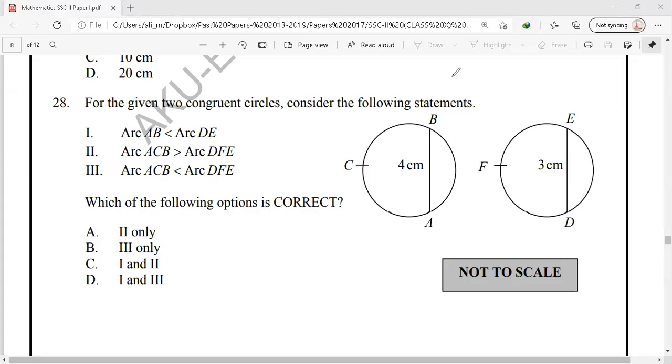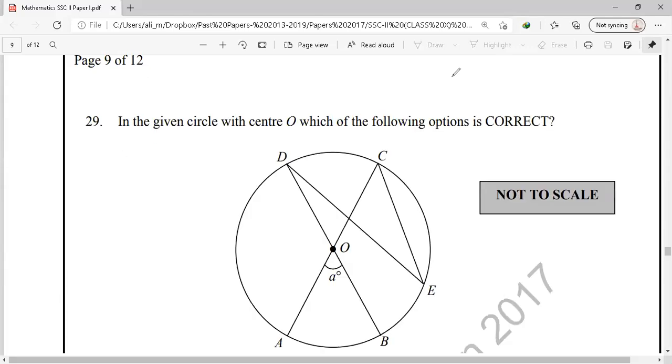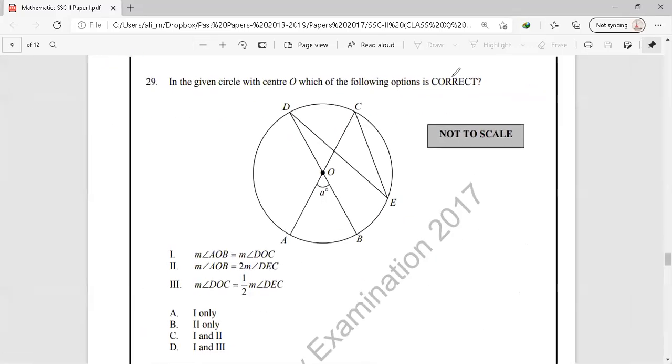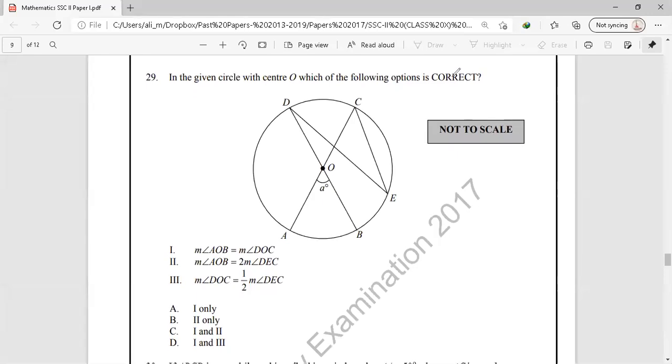Let's move to the second last question of this paper. And in this paper, again, we have a theorem on the circle. In this given circle, having a center O, we have to find which of the following conditions are correct. So let's check the first condition, angle AOB. The angle AOB is measured as A.